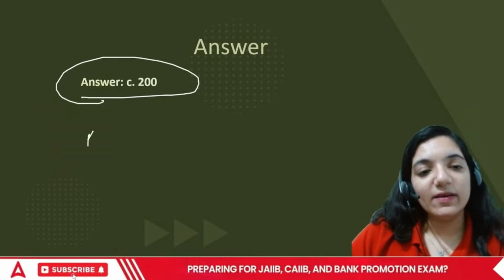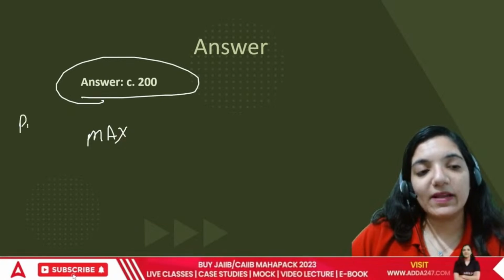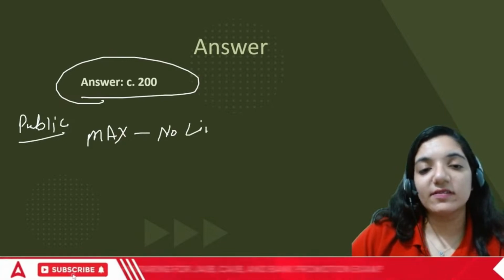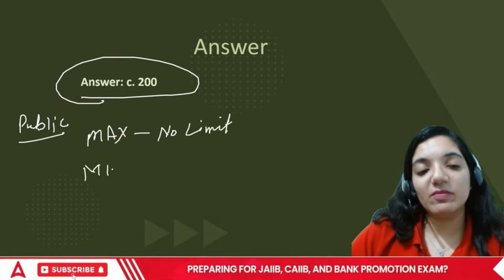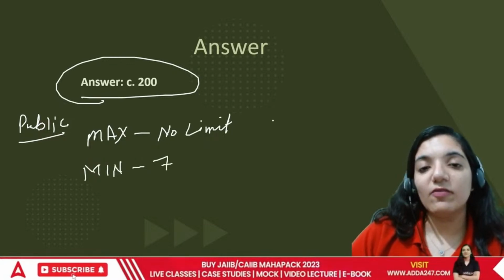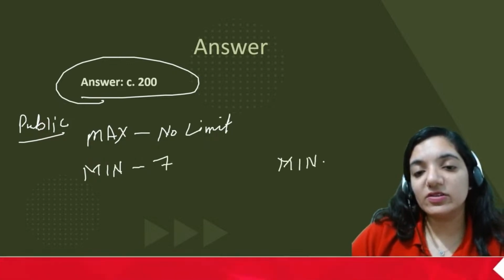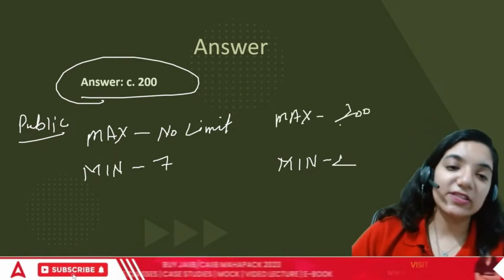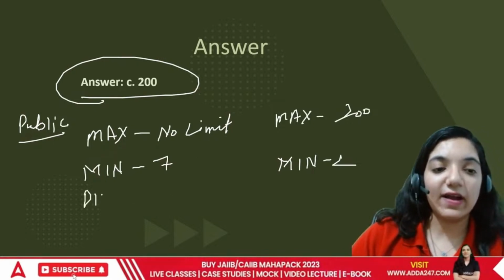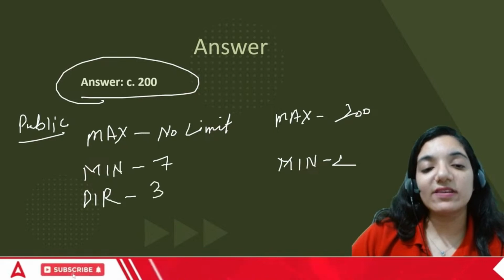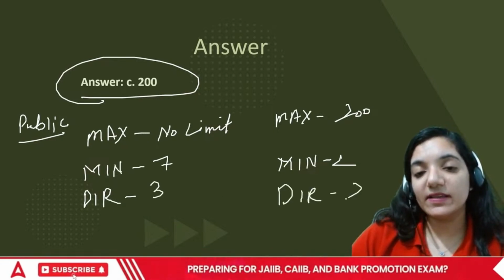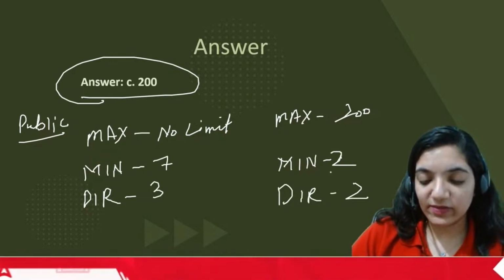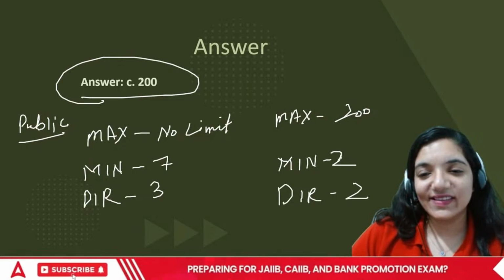In a public company, the maximum number of members has no limit. The minimum is defined, and it is 7. For a private company, the minimum is 2 and the maximum is 200. The number of directors required in a public company is 3, while in a private company it is 2. If you are noting it down, kindly note it down. Done.